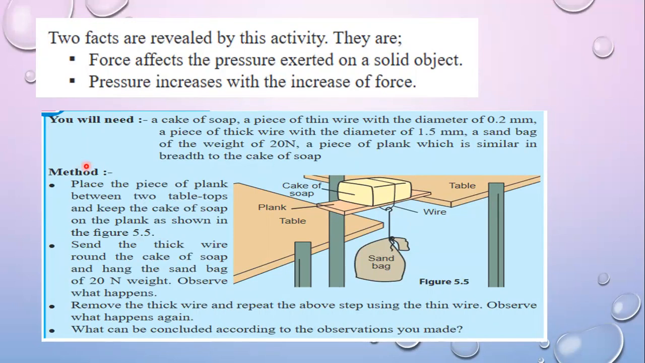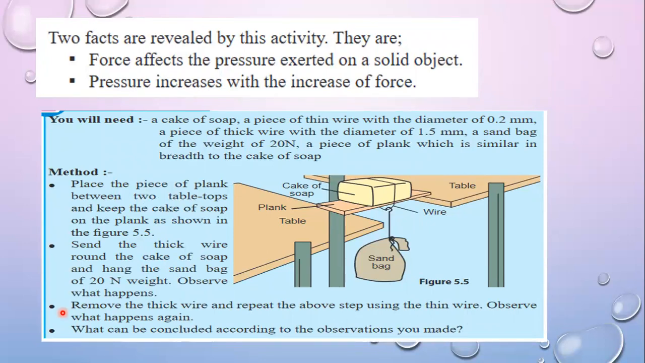So here you can see another activity. As in the previous one, you should keep the piece of plank between two tabletops and keep the cake of soap on the plank. Send a thick wire around the cake of soap and hang a sandbag of 20 Newton weight. Then remove the thick wire and repeat the above step using a thin wire.